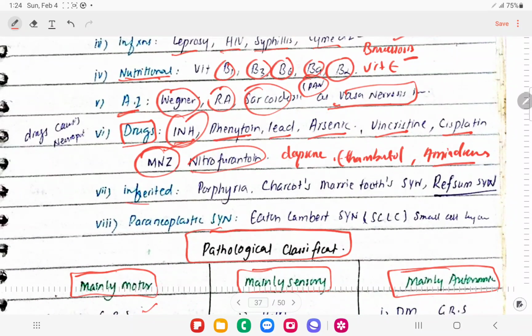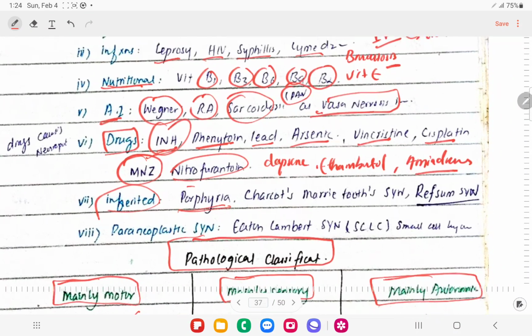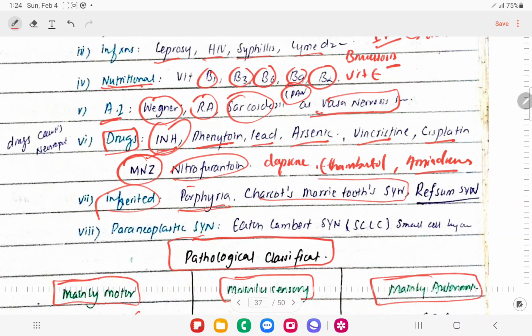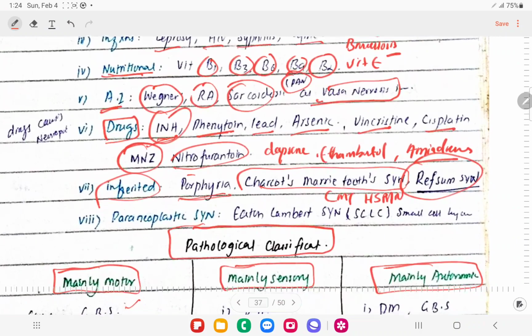So we have the inherited forms of polyneuropathy. One is called porphyria, another one is called CMT, Charcot-Marie-Tooth disease, also known as hereditary sensory motor neuropathy, right? Another one is called Refsum syndrome, right? So these are the important causes of inherited polyneuropathies.